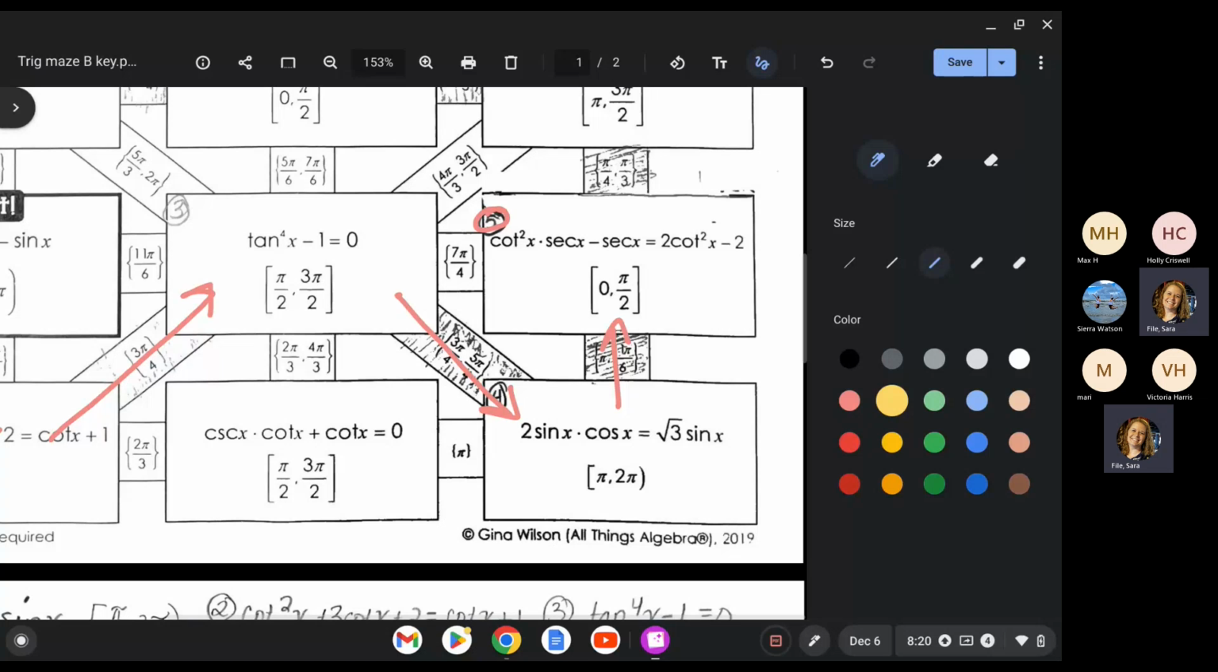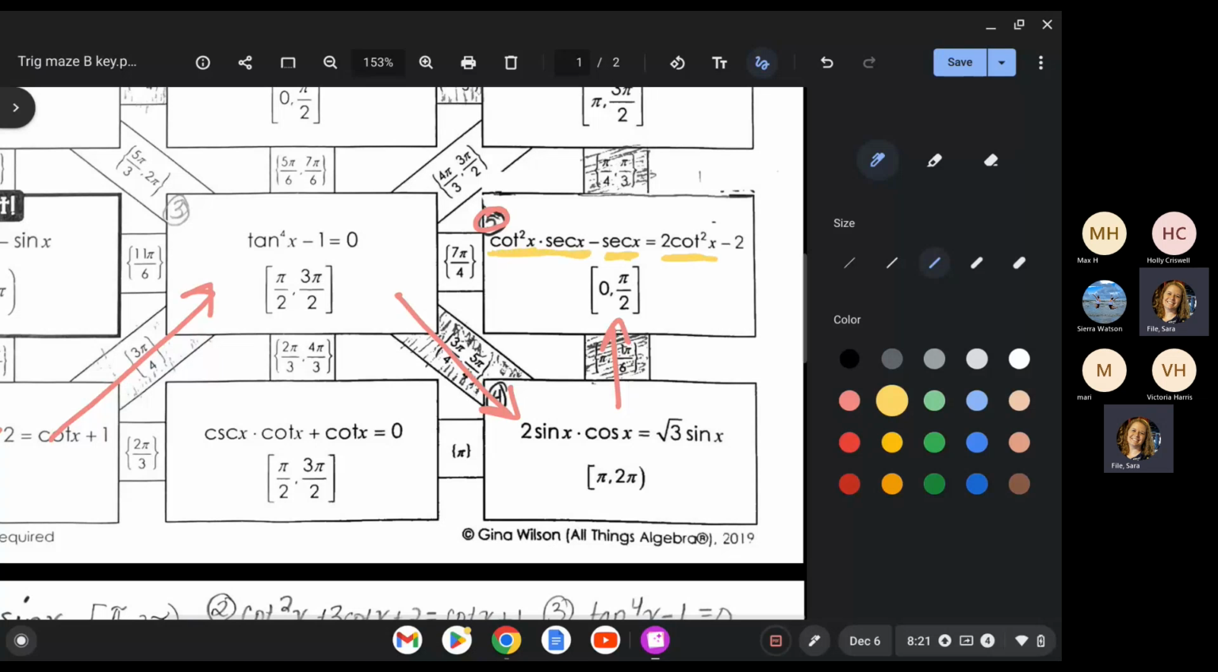So here we've got a cotangent squared times secant. So that's like one term. Then we've got minus, and then we've got a secant. And then over on the right side, we've got another cotangent squared. So there's definitely multiple trig functions. So we need to get it all to one side.